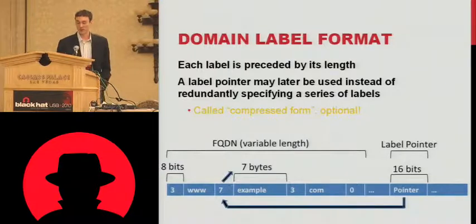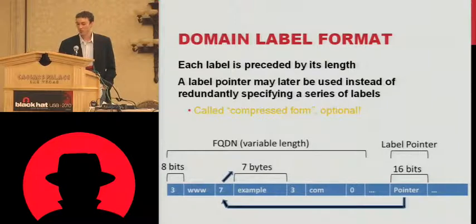And as I mentioned, you can have several answer resource records in a packet, which means you're going to have to list the same domain over and over again. Well, DNS came up with what's called a compressed form, which is actually optional. It can be used or it cannot be used. Resolvers have to be able to handle both ways.